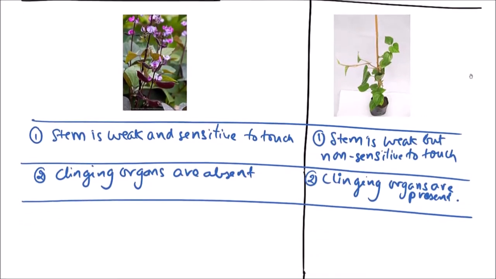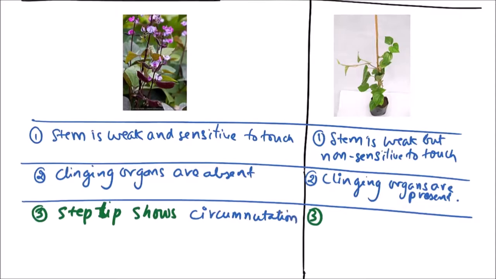Next is, the twinner rises up by coiling its stem around the support, that is, the stem tip shows circumnutation, while in climbers the stem tip doesn't show or perform circumnutation.